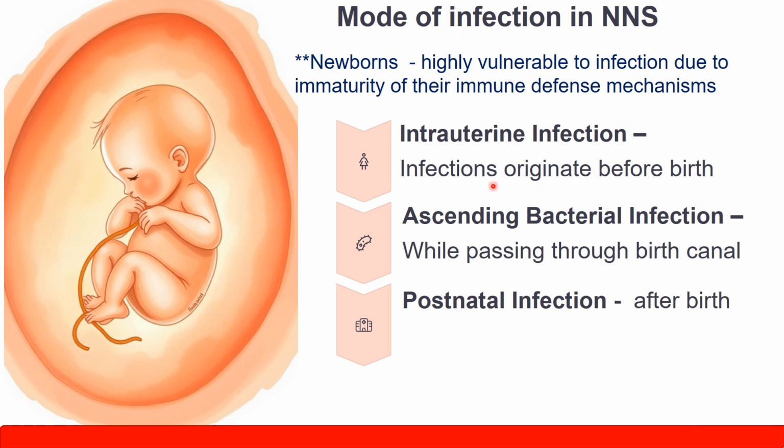The baby can acquire infection at 3 points. One is intrauterine, that is before the baby is born. While the baby is in the uterus, at that time the baby can acquire infection. Another is during the birth, while passing through the birth canal or during the delivery, the baby can acquire infection. And then third is postnatal, that is after birth, while you are doing the resuscitation, while the baby is in the hospital or NICU, at that time also the baby can acquire the infection. So the mode of infection is at 3 sites.